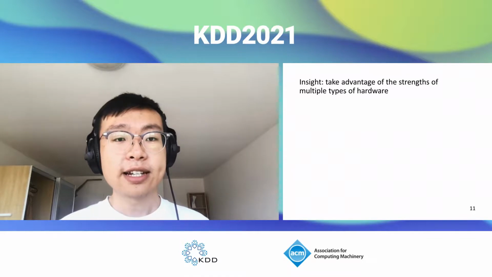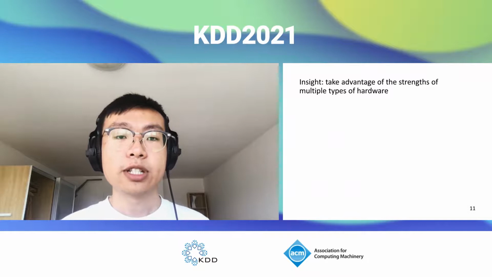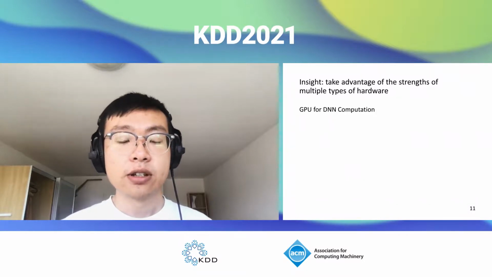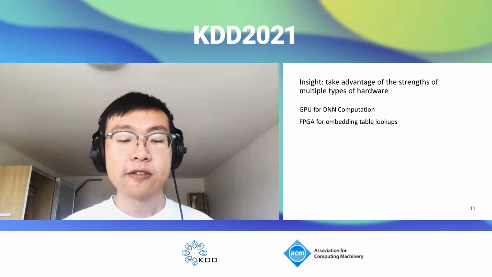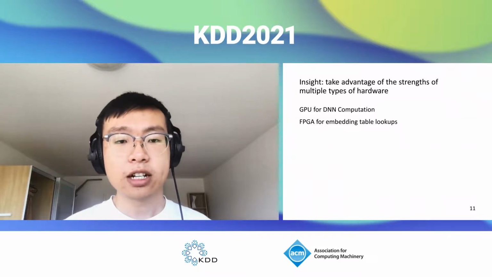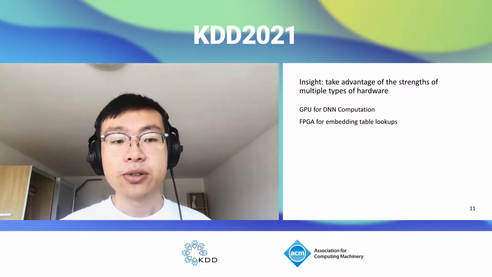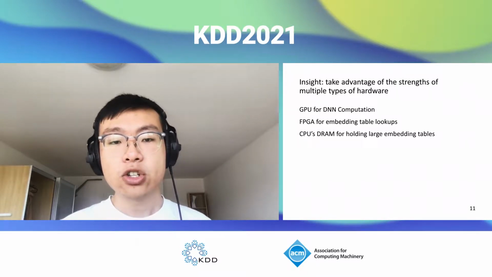So the insight of this paper is: can we take advantage of the strengths of multiple types of hardware while avoiding all of their weaknesses? For GPU, we only want to do the DNN computation without any embedding table lookup. For FPGA, we can use it as a customized memory controller for the embedding layer, but not do any DNN computation. We can also take advantage of CPU's DRAM because it is cheap and sufficient for holding some of the largest embedding tables.